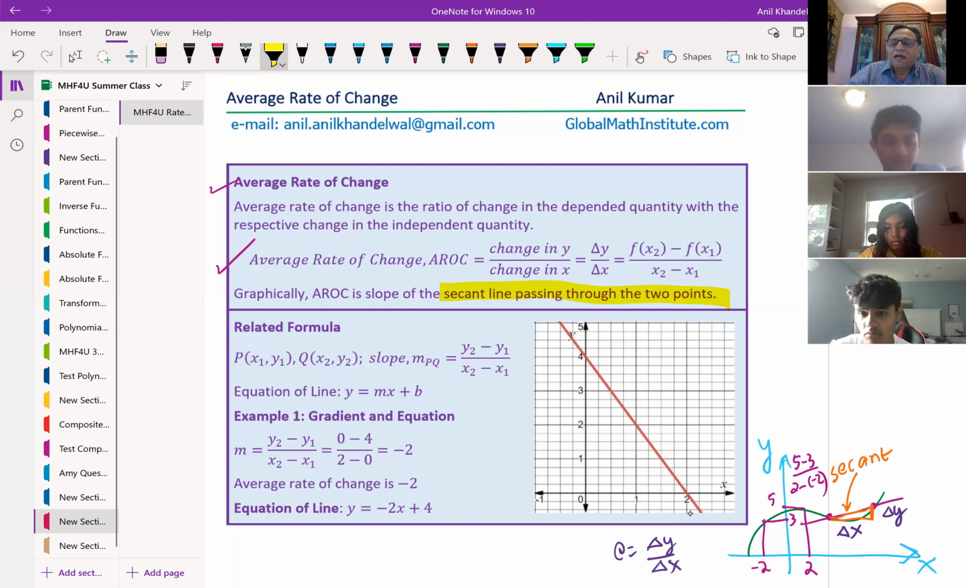Let me use different ink. So if this is a tangent, and I move closer and closer, ultimately the secant becomes a tangent. You get the point? If my 2 points are coming closer and closer, at that time I will say instantaneous rate of change. Is that clear to you?